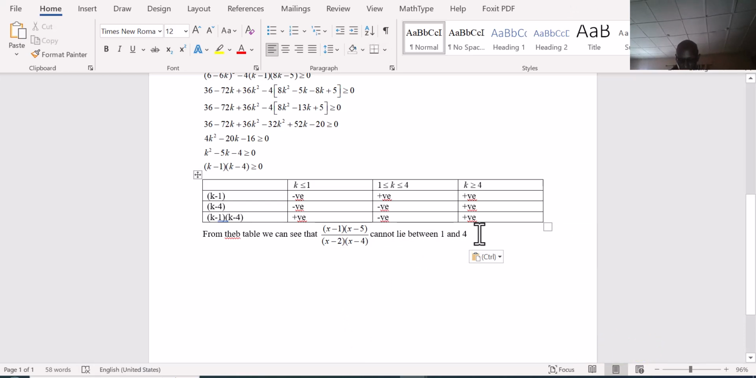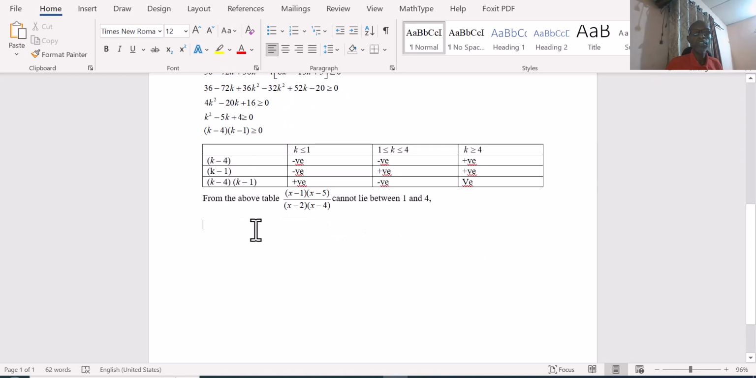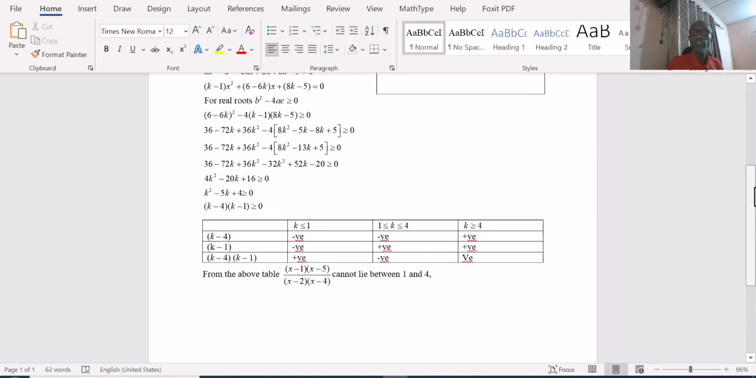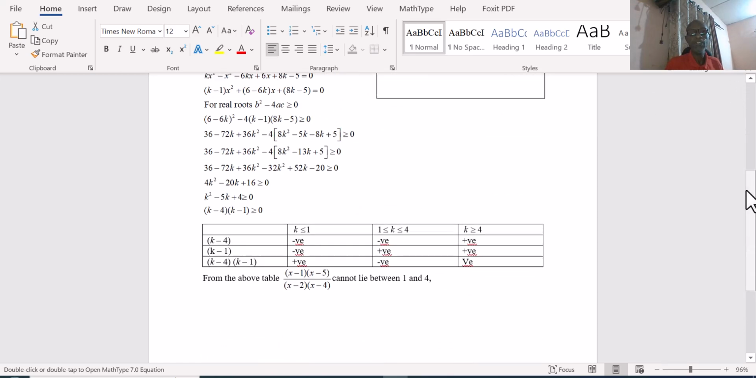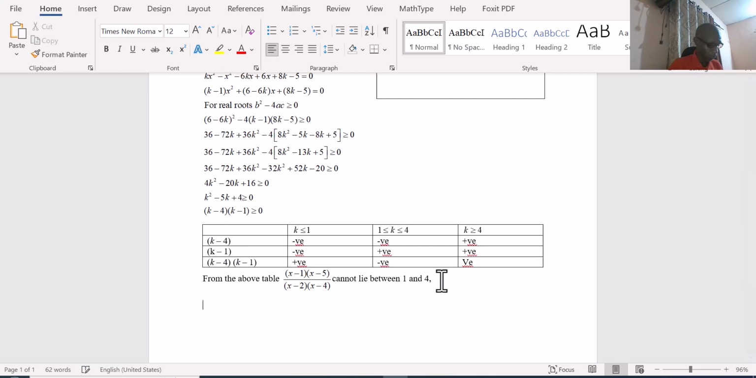So we go to the next question. We move to the second part of the question, which says: can it attain these two values, that is 1 and 4? And if so, for what values of x? We are going to assume that it can attain 1 and 4. That means our k, which we equated this to, can be equal to 1 or 4. That's what we are going to do in the next phase of this question.